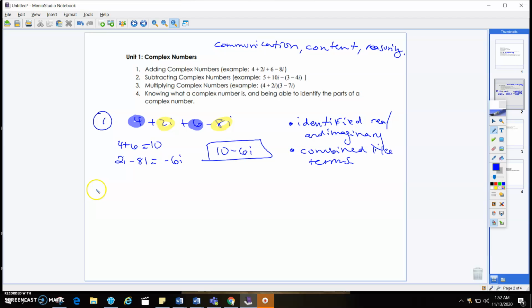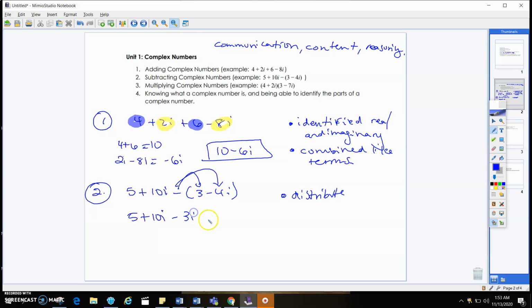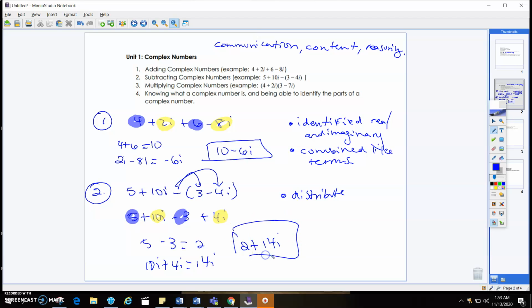Number 2, subtracting complex numbers. I've got 5 plus 10i minus 3 minus 4i. The first thing I want to do on this is distribute, and I'm going to get 5 plus 10i minus 3 plus 4i. Then I'm going to identify those real and complex. I'm sorry, there shouldn't be an i right here. So 5 minus 3 is going to give us 2, and 10i plus 4i is going to give me 14i. Again, real always comes first, so real plus imaginary.